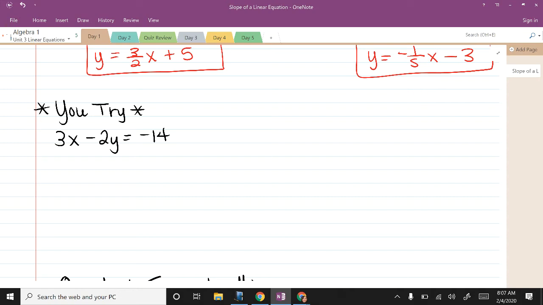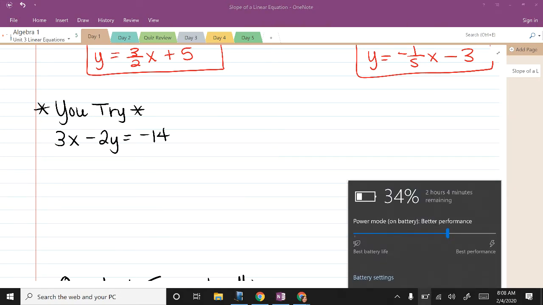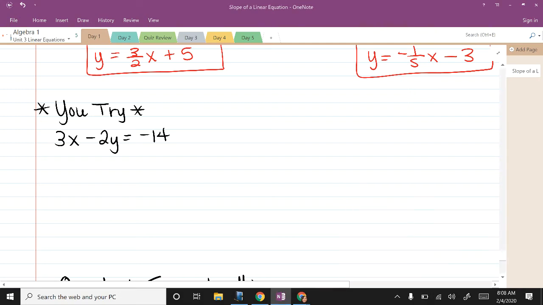All right, make it look like slope-intercept form. I'm going to lose battery. It says I have 2 hours remaining. We'll see.